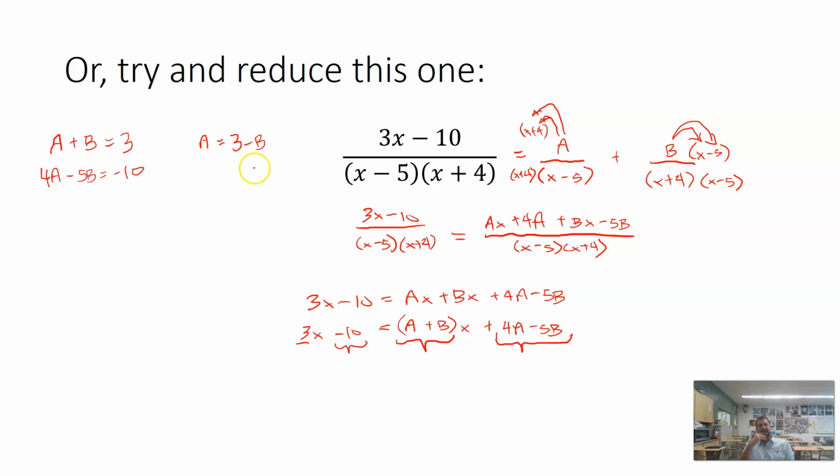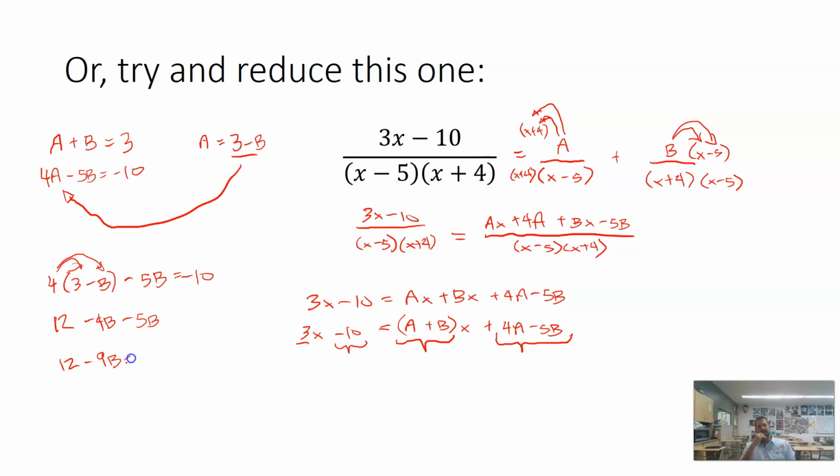Once I know that, I'm going to take that and substitute it in for that a right there. So I'm going to have 4 times 3 minus b minus 5b is equal to negative 10. Then we're just going to solve this thing. So 4 times 3, I'm going to distribute that in. That's 12. This one right here is negative 4, so I get negative 4b minus 5b. So what I have now is 12 minus 9b is equal to negative 10. So I'm going to subtract the 12 over, so I get negative 9b is equal to negative 22.